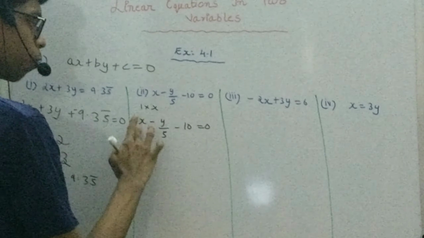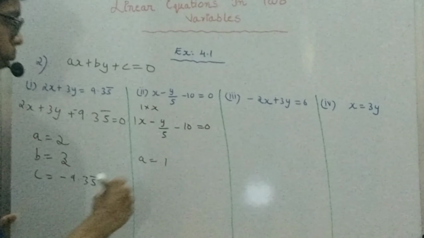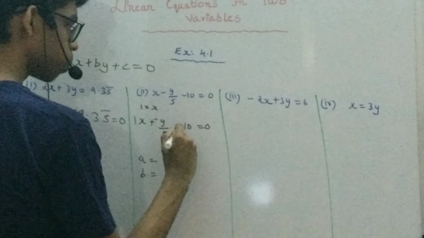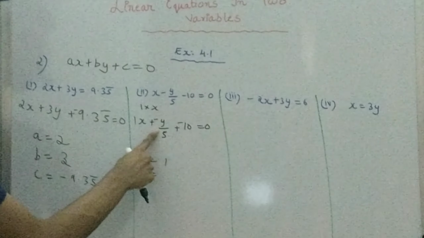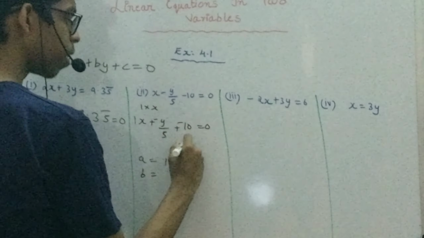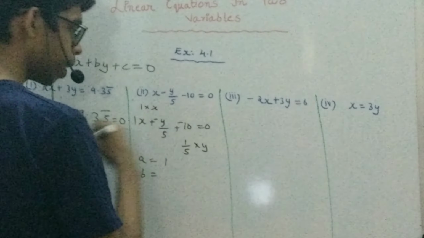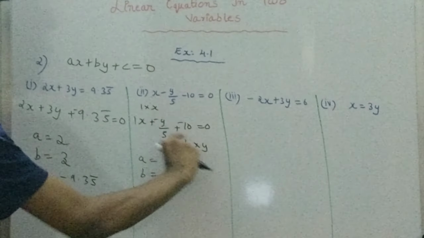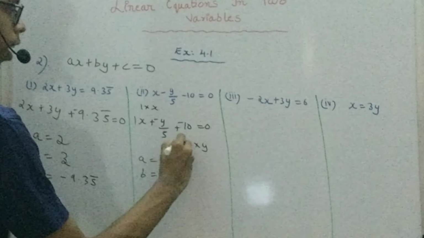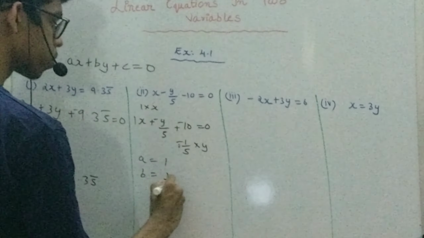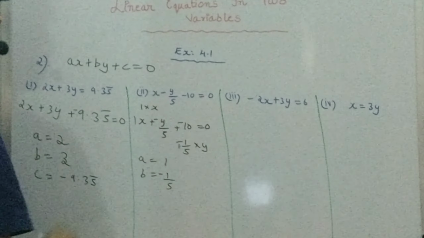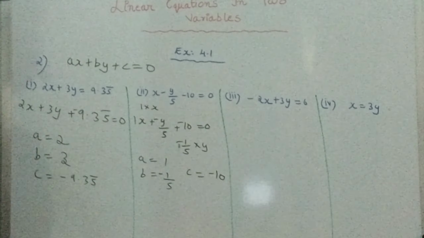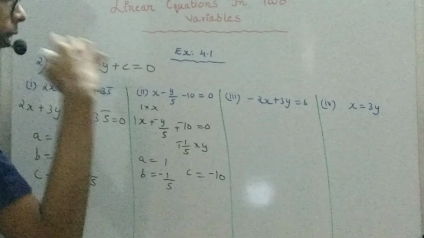So here the coefficient of x is 1. Now b is the coefficient of y. Now if you see over here, y by 5. Can I split this y by 5 as 1 by 5 into y? Isn't it? 1 by 5 into y is y by 5 itself. So here the coefficient that is present is minus 1 by 5. So I can say b is equal to minus 1 by 5. And c we know, just the constant term, that is minus 10. Okay. Now let's do the third one.